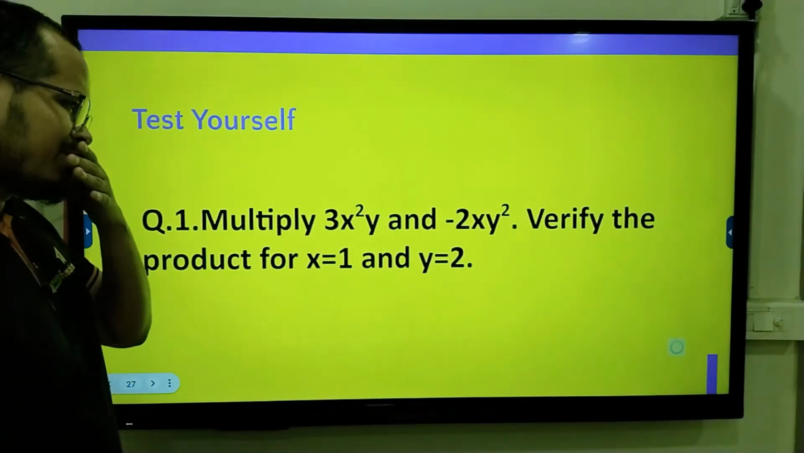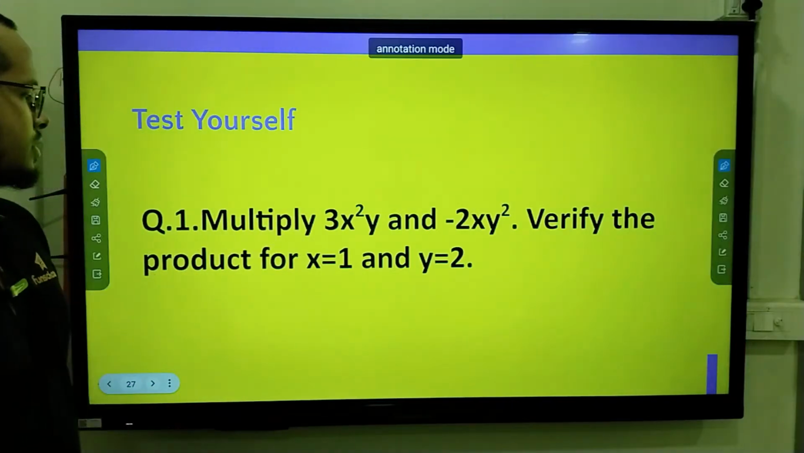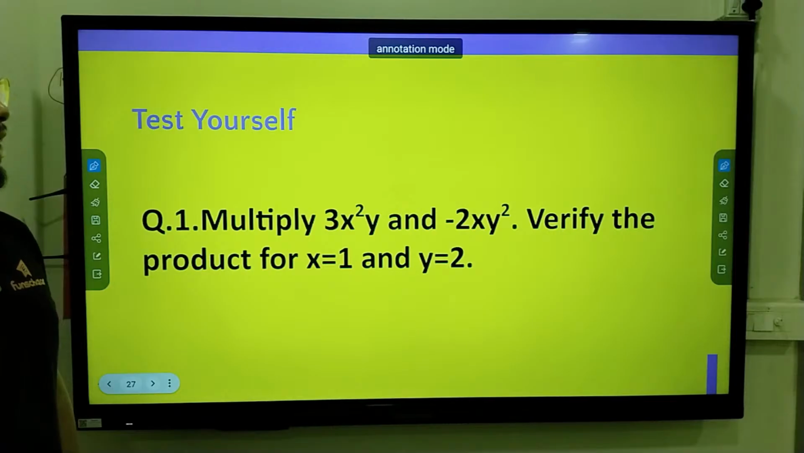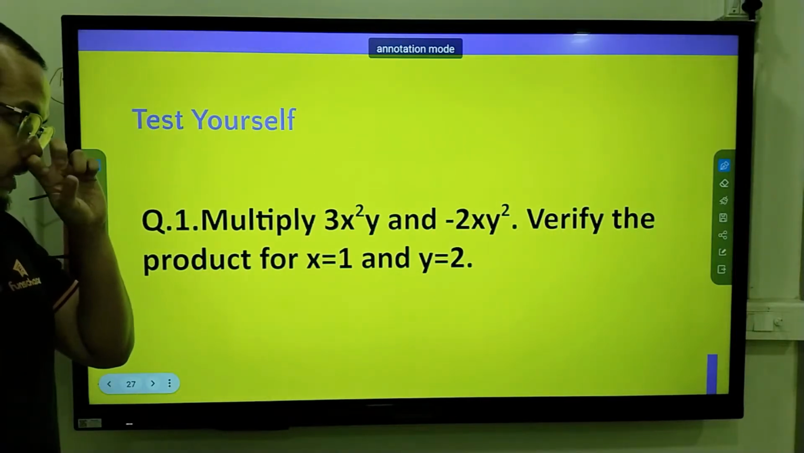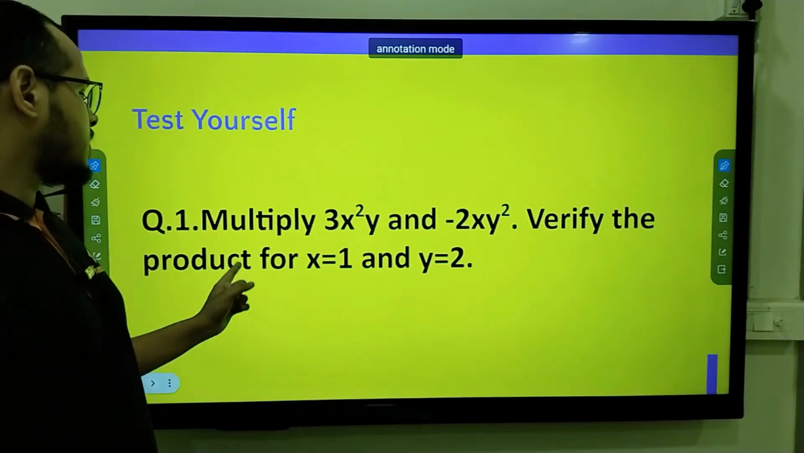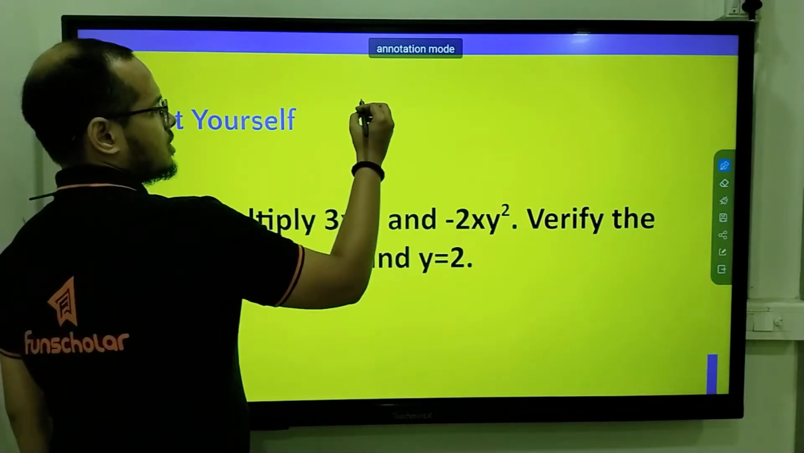Okay, now we will be doing this sum. Let's go. The question states: multiply 3x²y and (−2xy)². Now verify the product for x equals 1 and y equals 2. First, we'll write the multiplication.